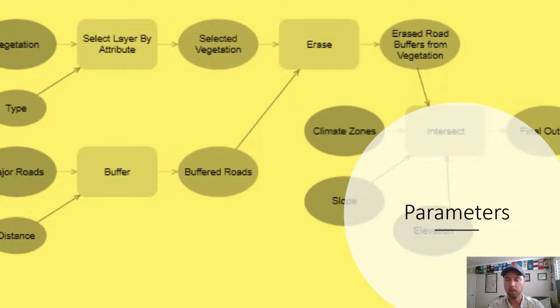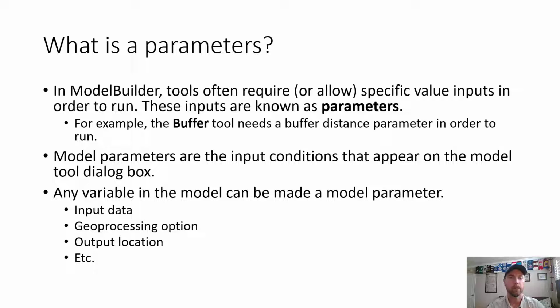All right, so a little bit more about parameters. Now, obviously, as I said, we spent some time talking about and creating parameters last week, so we'll talk a little bit about the background there. So in Model Builder, tools often require or allow specific value inputs in order to run. These inputs are known as parameters, and you'll remember that when you set an input variable or a tool as a parameter, you'll see a little P over the oval.